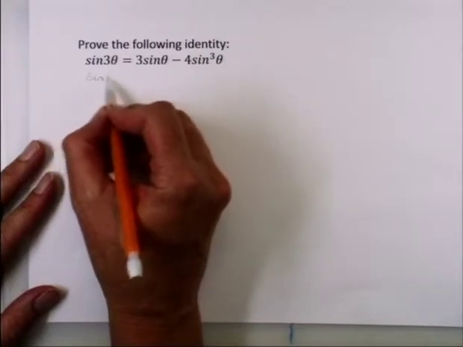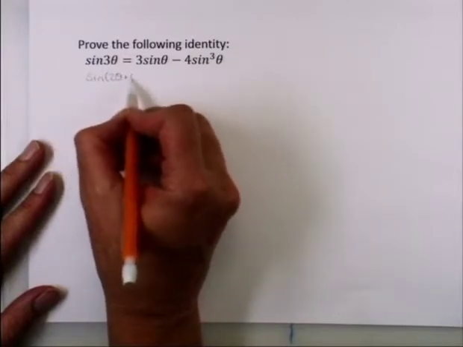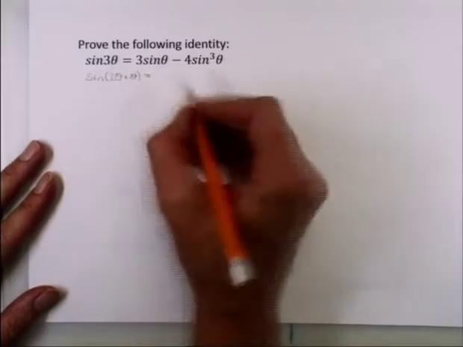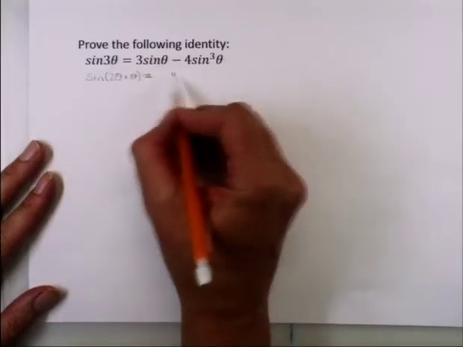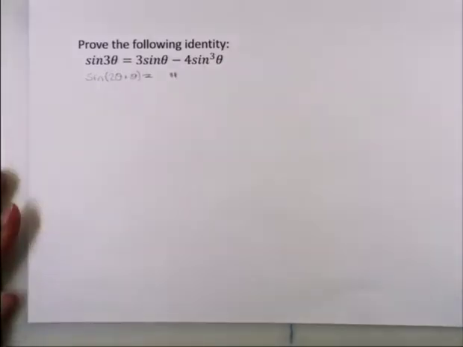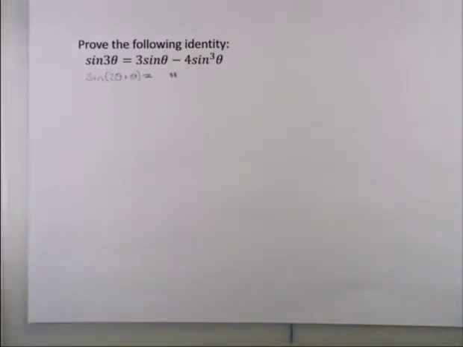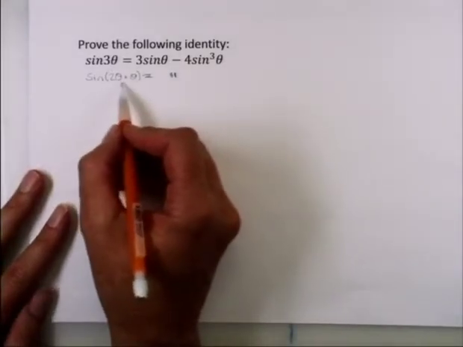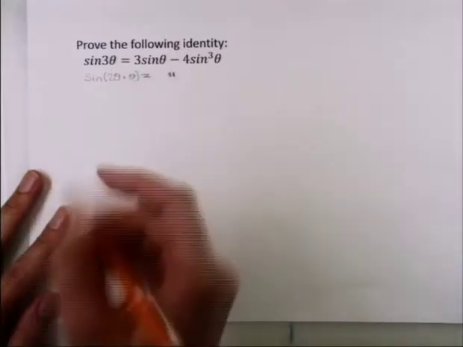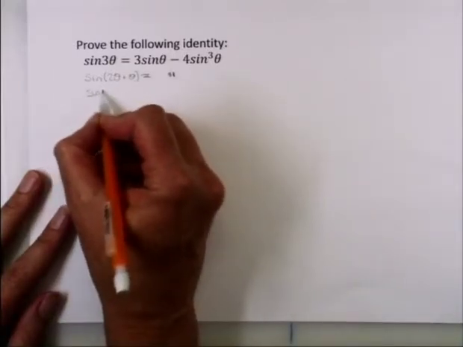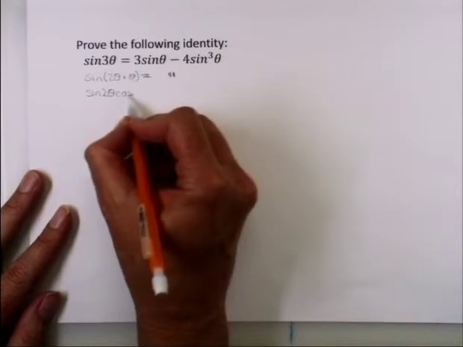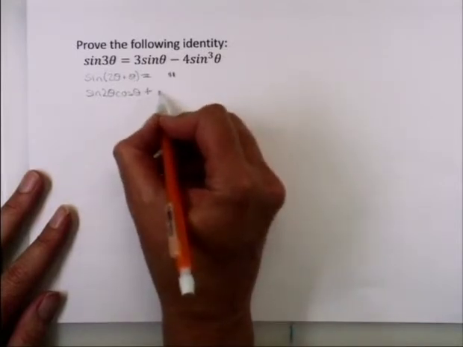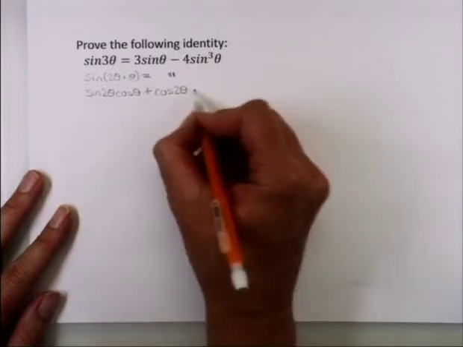So I'm going to break this down to the sine of 2 theta plus theta. And those two things are equivalent, so I'm just going to put my equal sign here. This side of my equation is staying the same. Remember, when we work identities, we tend to want to work down one side of the equation first. So I'm going to go ahead and expand this out. Now this is not a double angle, so I have to use the angle addition formulas from yesterday. So I'm going to have sine of 2 theta cosine of theta plus the cosine of 2 theta sine of theta.